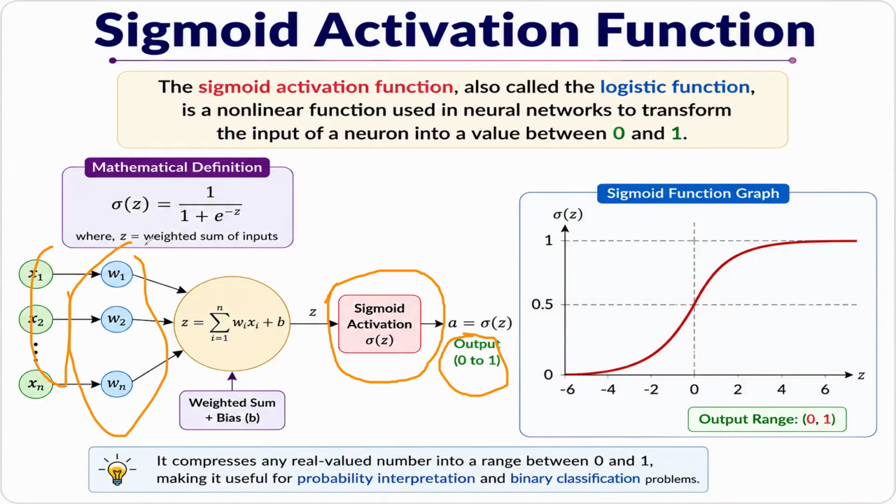So what is the formula? The formula of sigmoid activation function is σ(z) = 1 / (1 + e^(-z)). So what is z? Z is a weighted sum of input that we have calculated here. So here in the graph you can see the output ranges from 0 to 1. So it is used in probability interpretation and binary classification problem.